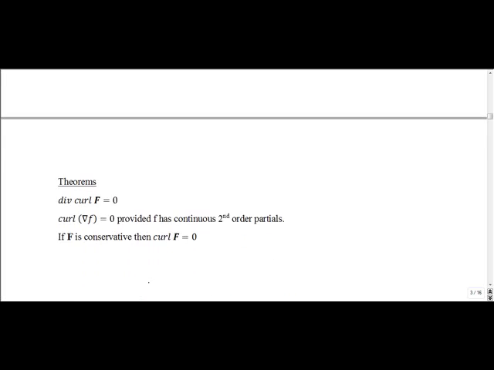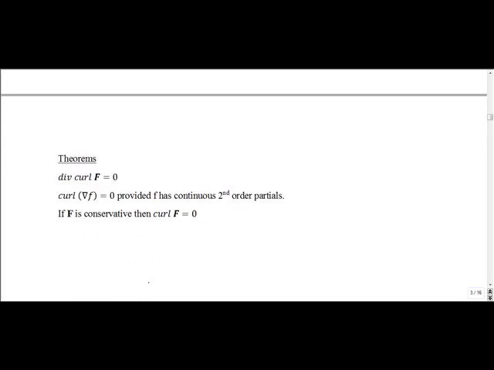Just some theorems about curl, and then we'll move on. The div of the curl of F is zero. We're not going to prove that. So curl of F is a vector. If you take the divergence of the curl of F, you're going to get zero. The curl of del f is also zero. And in this third point, you can also use it to show that a vector field is conservative. If it's conservative, then the curl is equal to zero. So those are just theorems I put in there.